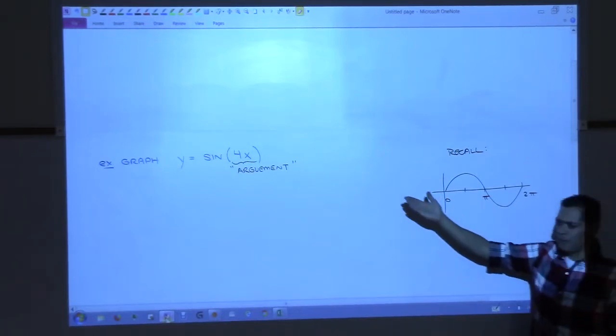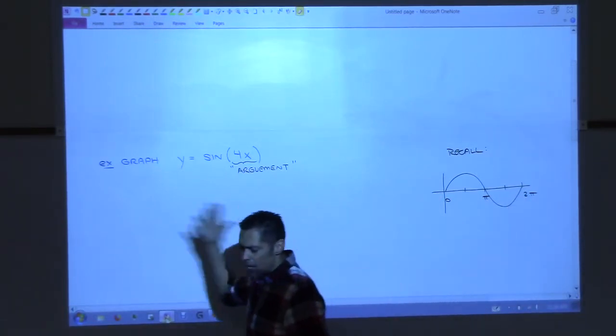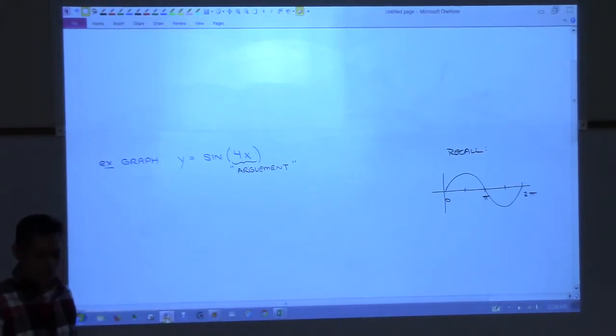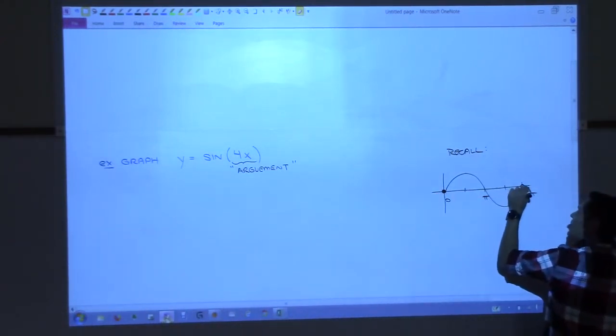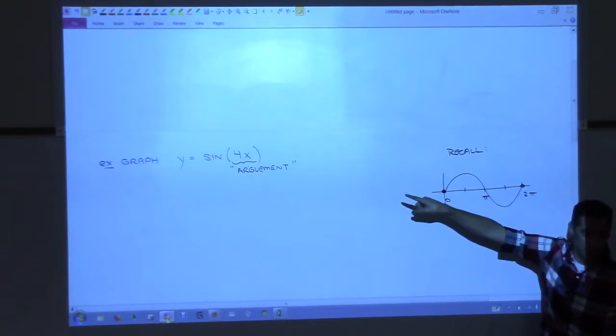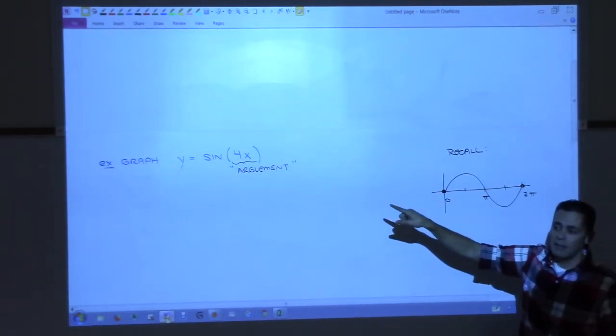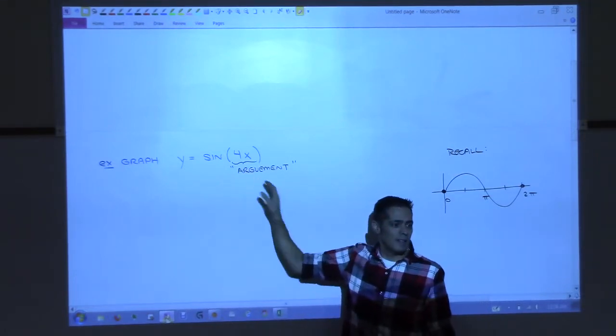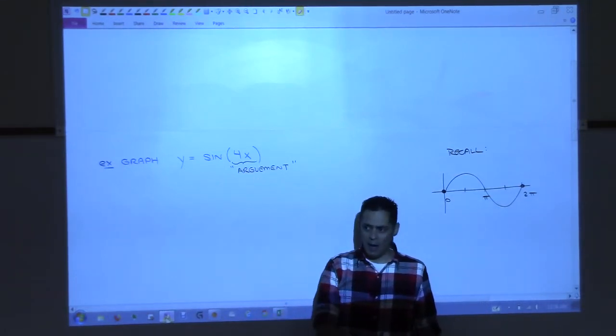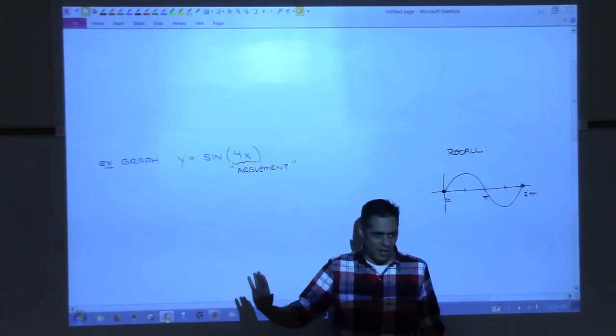Well, this one with the 4 inside is definitely different. Something has changed. So what I'm going to do first is figure out where these 2 endpoints are for that function. To do that, the standard technique is to take your argument and set it equal to 0 and 2 pi. That's the standard approach.